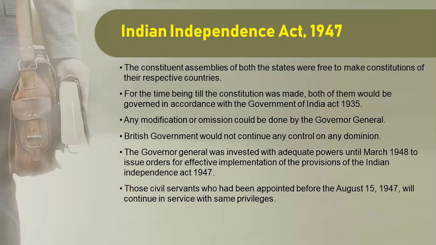And if they wanted any provision to be added or removed, then it could be handled by the Governor General and Governor General only. The British government would not continue to control any of the Indian dominion, which means that India is now free. We were no longer ruled by the British. The Governor General was invested with adequate powers until March 1948 to issue orders for effective implementation of provisions of the Indian Independence Act 1947.